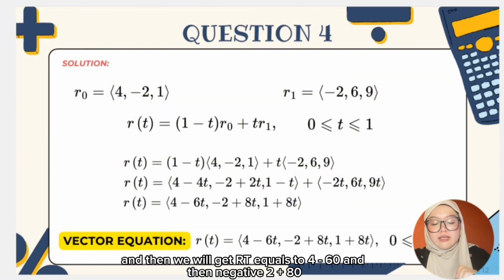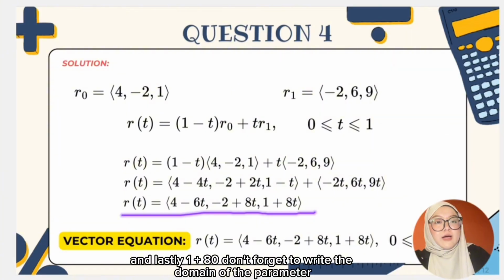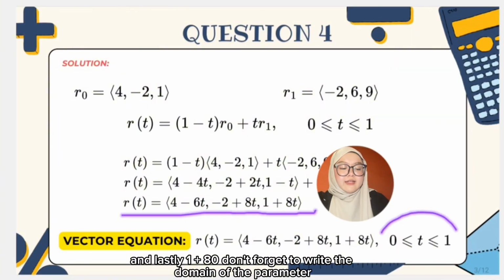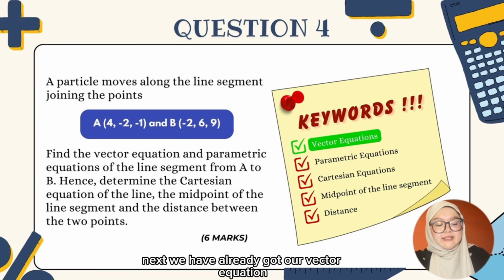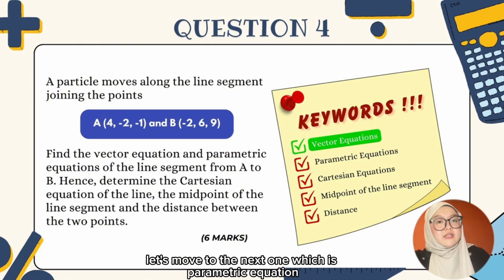Then we will get r(t) equals (4 minus 6t, negative 2 plus 8t, and lastly 1 plus 8t). Don't forget to write the domain of the parameter. Next, we have already got our vector equation. Let's move to the next one, which is the parametric equation.